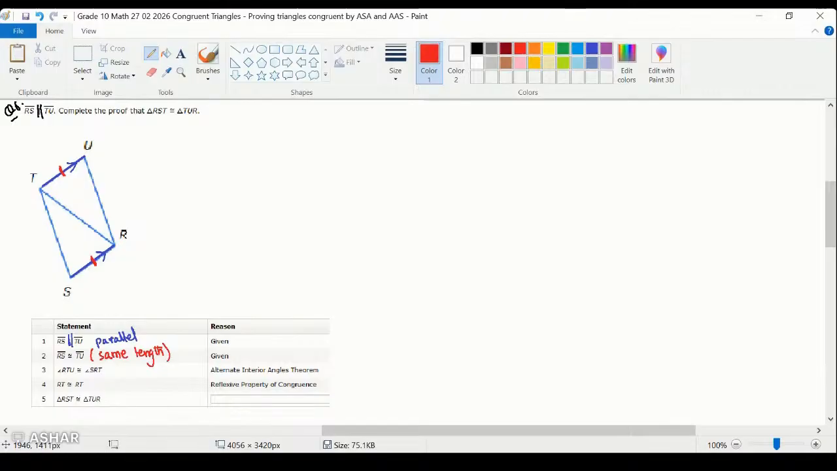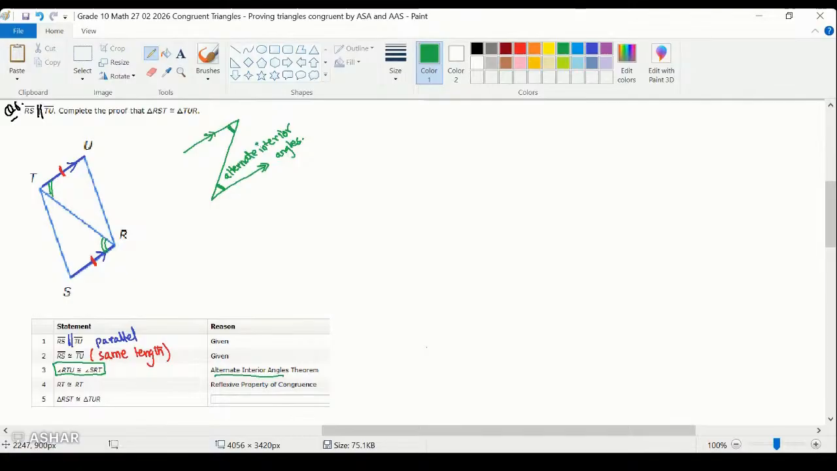Some proofs are given to us, right? They're saying RTU and SRT. We just did this example previously. Whenever we have a formation of Z with two parallel lines, these two angles would always be the same, right? And they are known as alternate interior angles. Agreed?